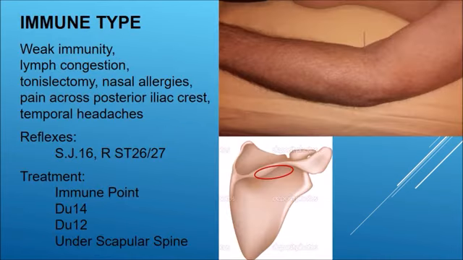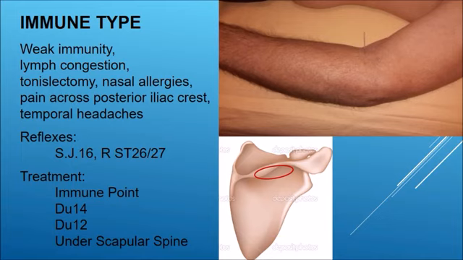Another very common type is the immune type. This patient may have a history of tonsillectomy at a young age, frequent colds and flus, nasal allergies, back pain across the width of the posterior iliac crest, or back pain that is aggravated when arching the back, and also temporal headaches. They will tend to show pressure pain around Sanjiao 16, in back of the SCM, an area that reflects lymph nodes, and possibly they might show right stomach 26-27.